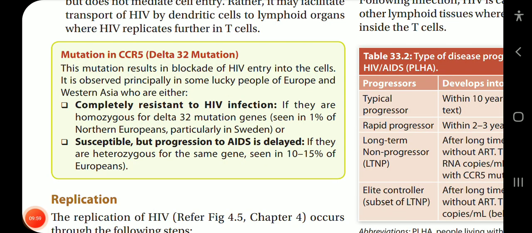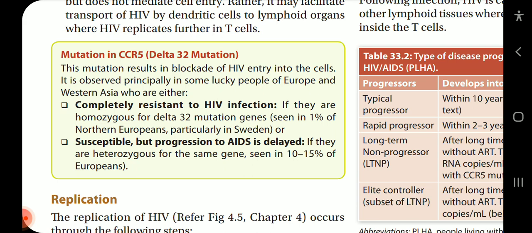Mutation in CCR5, the delta 32 mutation. This mutation results in blockade of HIV entry into the cells. It is observed principally in some lucky people of Europe and West Asia who are either completely resistant to HIV infection if they are homozygous for the delta 32 mutation gene, seen in 1% of northern Europeans, particularly in Sweden, or susceptible but progression of AIDS is delayed if they are heterozygous for the same gene, seen in 10 to 15% of Europeans.